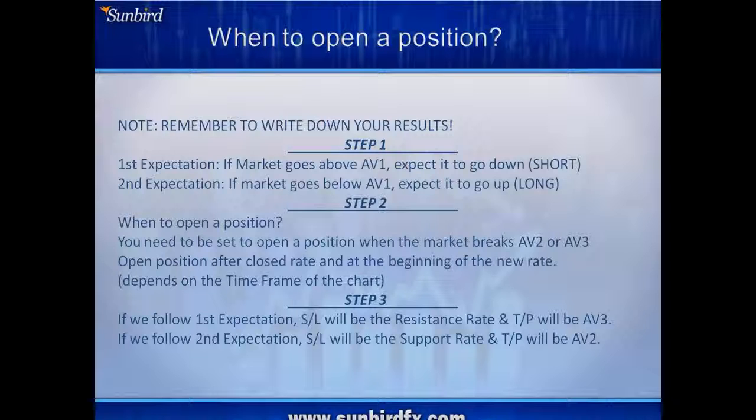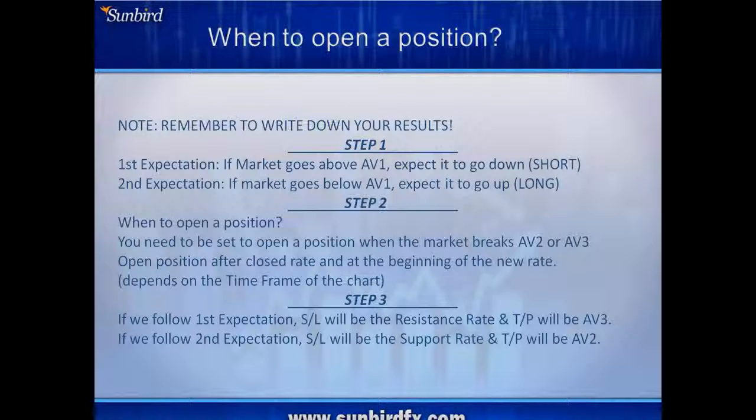It's passing through a new rate, so the current rate closed and we have a new rate coming up. When the new rate opens, open short. Second expectation: if the market goes below average 1, expect it to go back up. Let's say it was below average 1, so I'm expecting it to go back up. When to open a position? When it breaks through average 3, I get set up to open a position. When the rate closes and the new rate is coming up, I open my new position on long. And you're going to get the result. Step 3. Now we have our strategy.